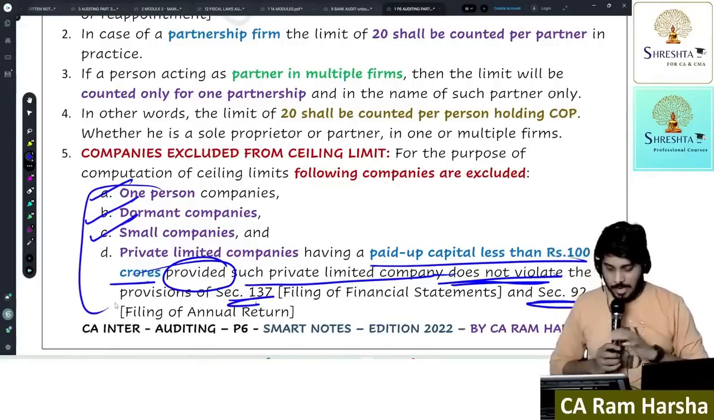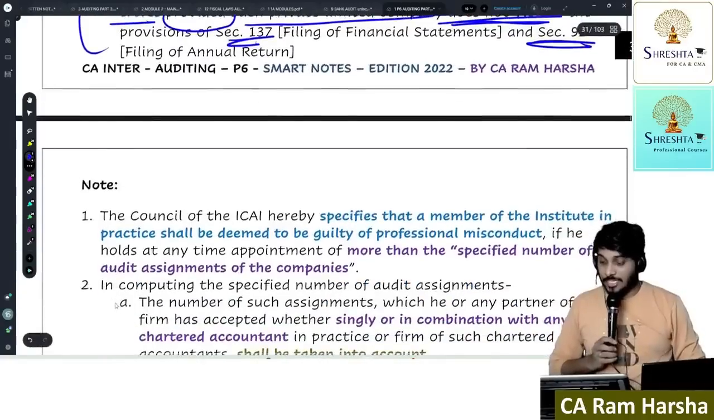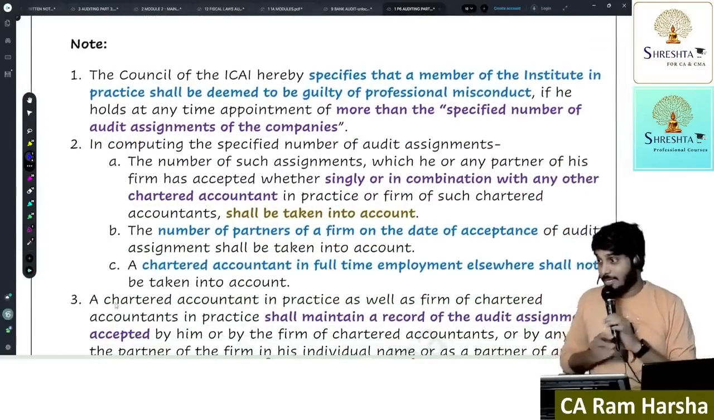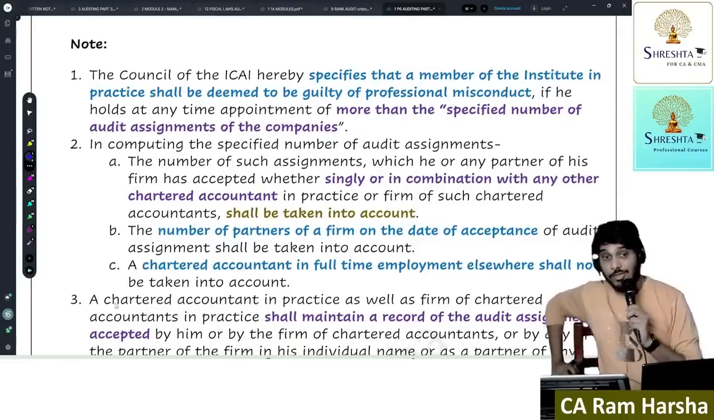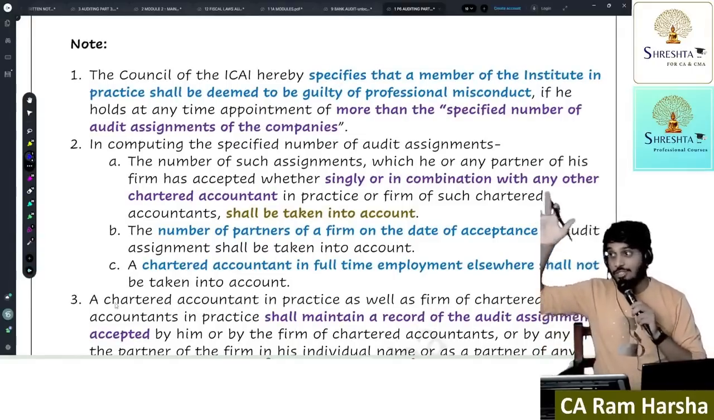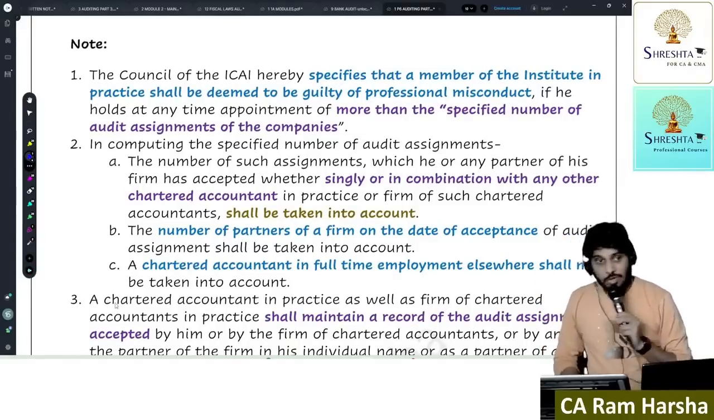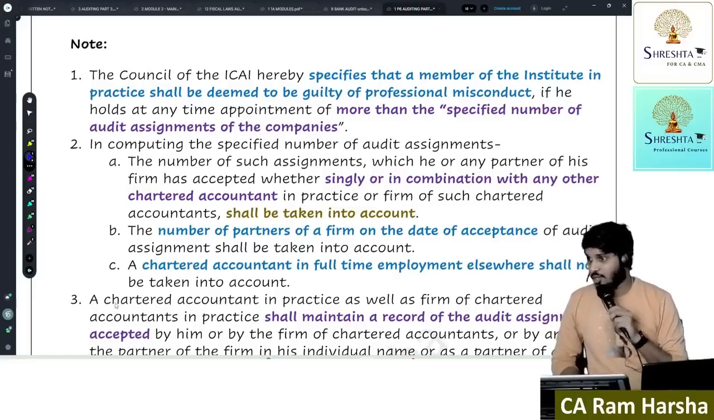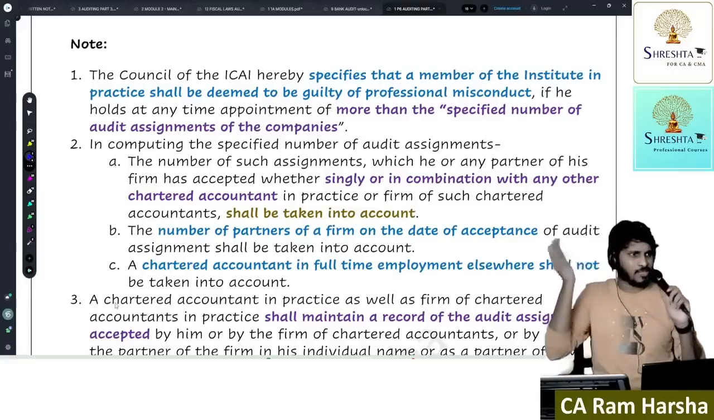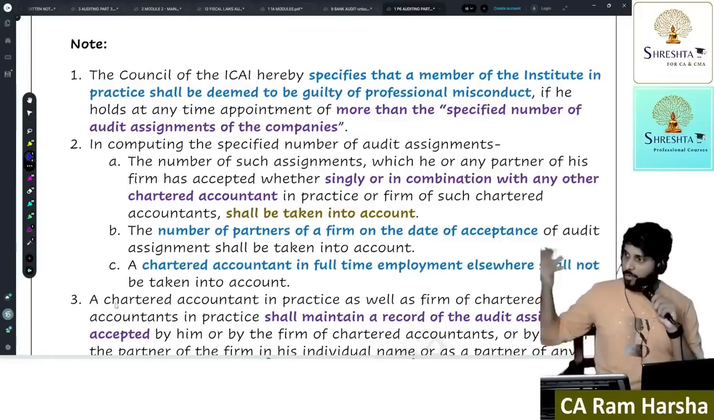Yeah. Next, in the CA Act we have 30. In the CA Act, what is the ceiling limit? 30, including private companies. Private companies are not given exemption. Only 1% company and dormant company were exempted as per the CA Act. You can do maximum 30, excluding 1% and dormant company. Remaining all will be counted.